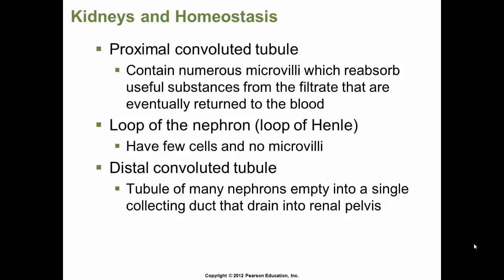The distal convoluted tubules of many nephrons empty into a single collecting duct that's going to drain into the renal pelvis. The renal pelvis is connected to the ureter, and the ureter is going to carry the urine to the urinary bladder.